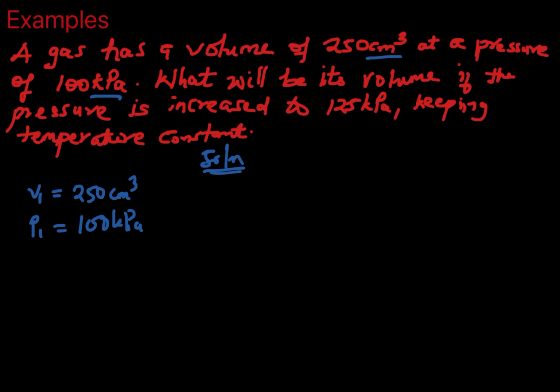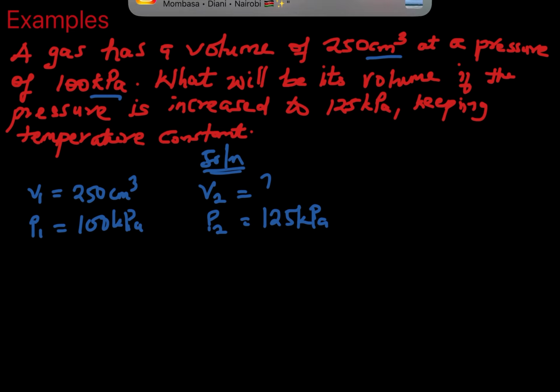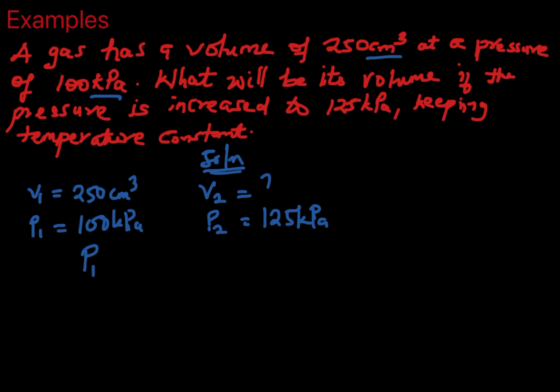Now, what will be its volume? "What will be" means that we are looking for V2, if the pressure is increased to 125 kPa. So P2 is equal to 125 kPa. We don't know the volume. Now, from our relationship, we will see that P1 V1 is equal to P2 V2, and so we just fix in the values.